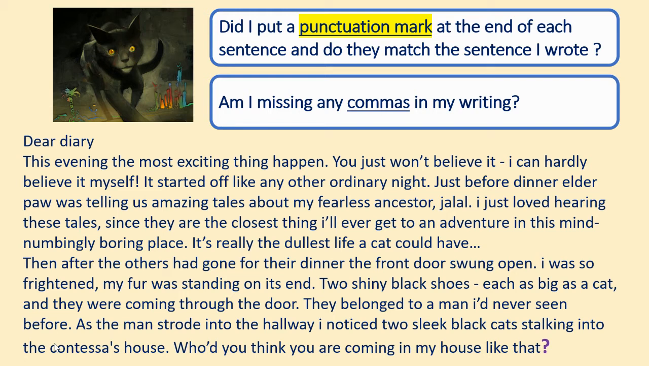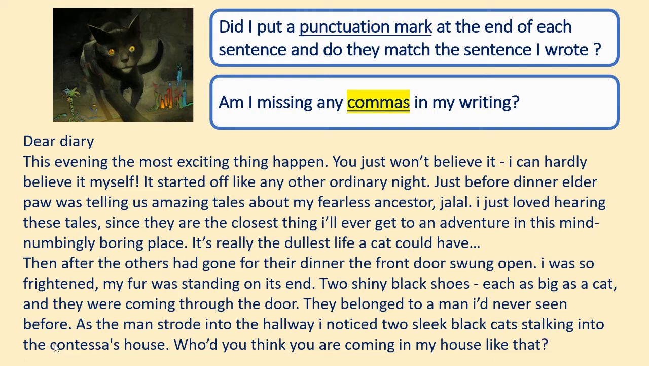Okay, so now we're going to have a look for missing commas. I said to you I had used 4 time-fronted adverbials. And we know that when we have a time-fronted adverbial, there's a comma before we have our main clause. Did I include the comma? Well, here's my first time-fronted adverbial, this evening. And look, here's my second, just before dinner. And here's my third, then after the others had gone for their dinner. And here's my final one, as the man strode into the hallway.